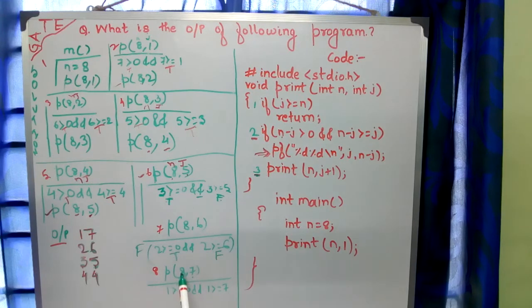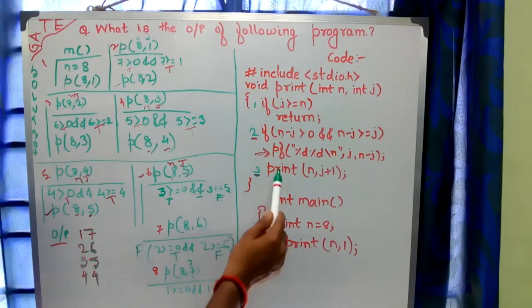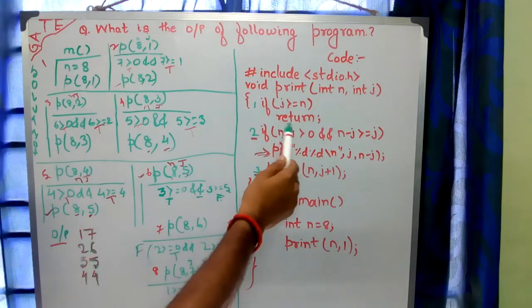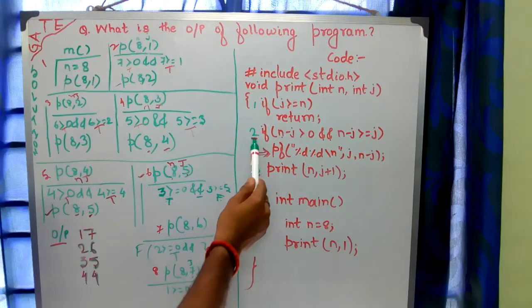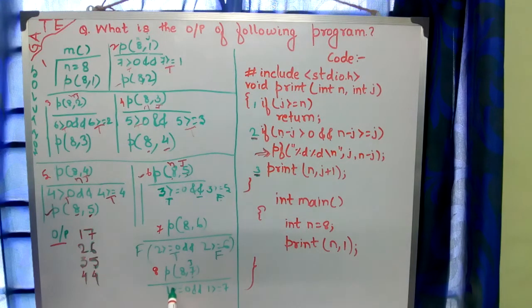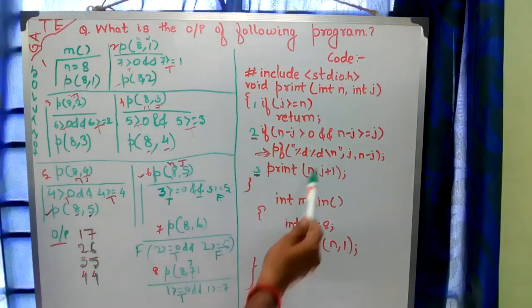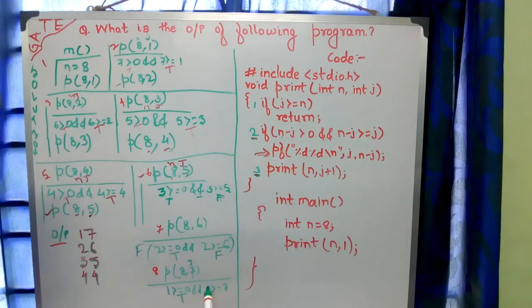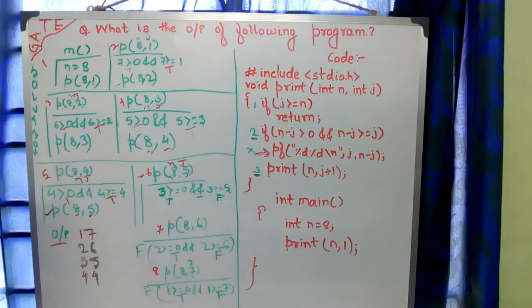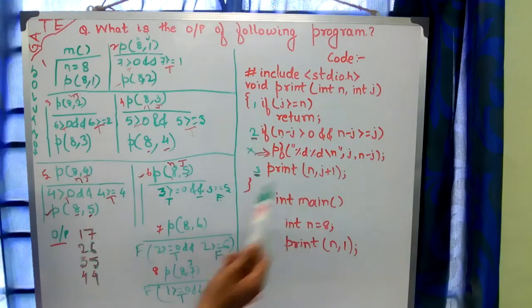Again the value of n is 8 and j is 7. So similarly for the first step, 7 is greater than or equal to 8. No, so the return statement will not be executed. Coming to the second statement, n minus j, that is 8 minus 7, is 1. So 1 is greater than or equal to 0. Yes, this is true. And then the second statement is 8 minus 7, which is 1. 1 is greater than or equal to j, 7. This is false. So on the whole, this statement is false. So printf will not be executed in this case. So again this print will be called.